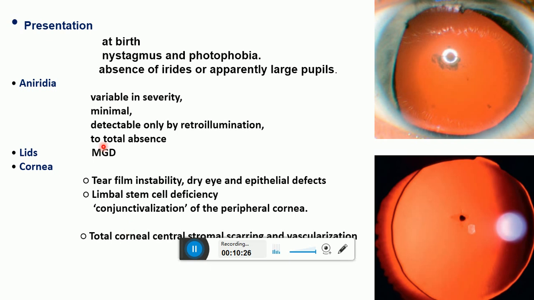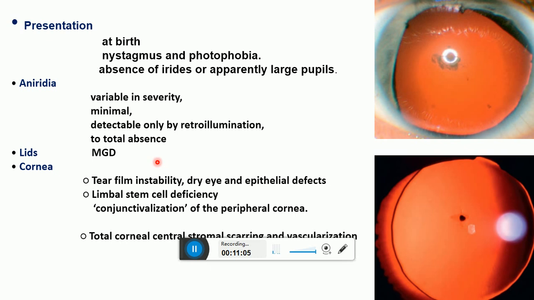Presentation is typically at birth with nystagmus, photophobia. A parent may have noticed the absence of irides or apparently large pupil. Aniridia is variable in severity, ranging from minimal and detectable only by retroillumination to total absence. So this picture shows partial aniridia and this picture shows total aniridia. The lids often show meibomian gland dysfunction.